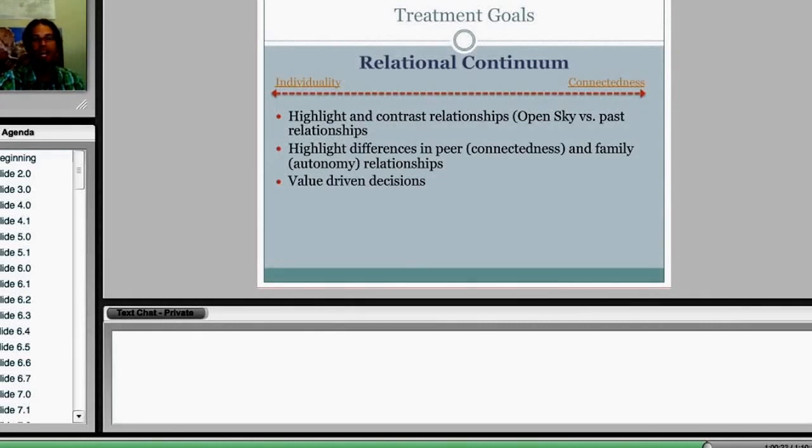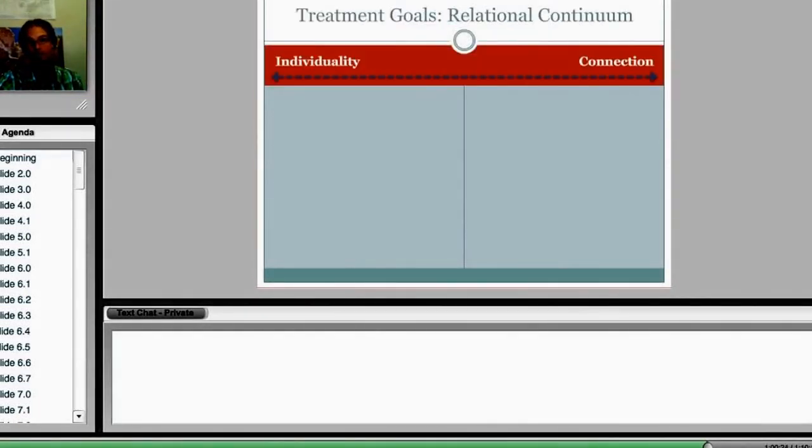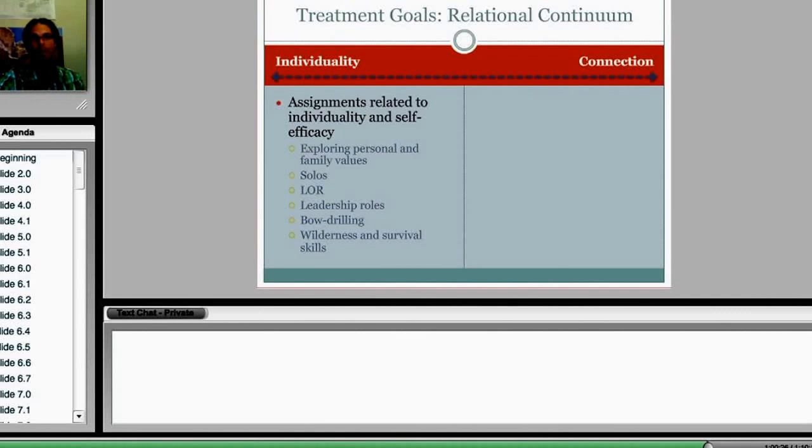And then to have them make value-based decisions. So treatment goals on this again. This is a relational continuum. On the one end, we have the individuality. I'm going to assign particular interactive activities or intervention assignments that will facilitate a level of autonomy within the group.